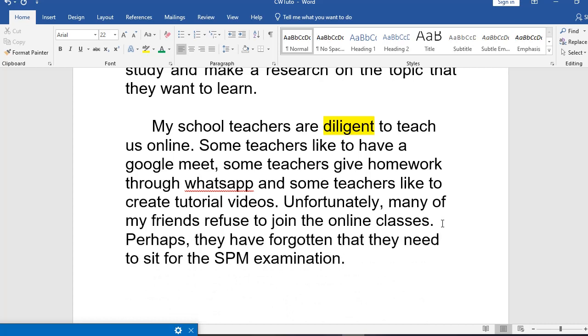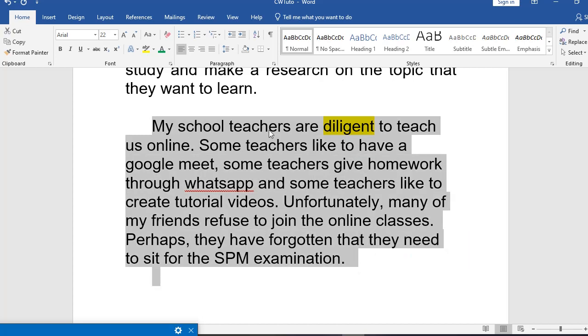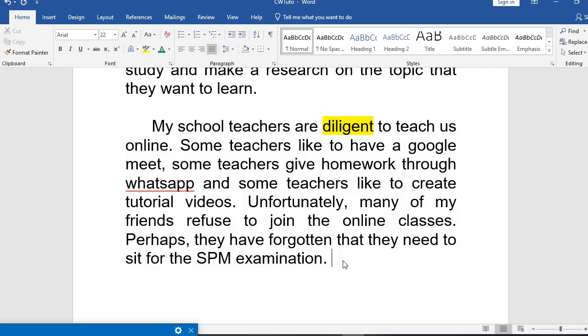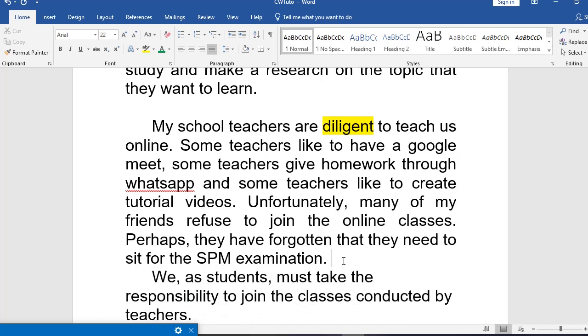Perhaps they have forgotten that they need to sit for the SPM examination. So that's why they are so excited to work, forgetting that you need to sit for the SPM examination. Okay, what else can you write?